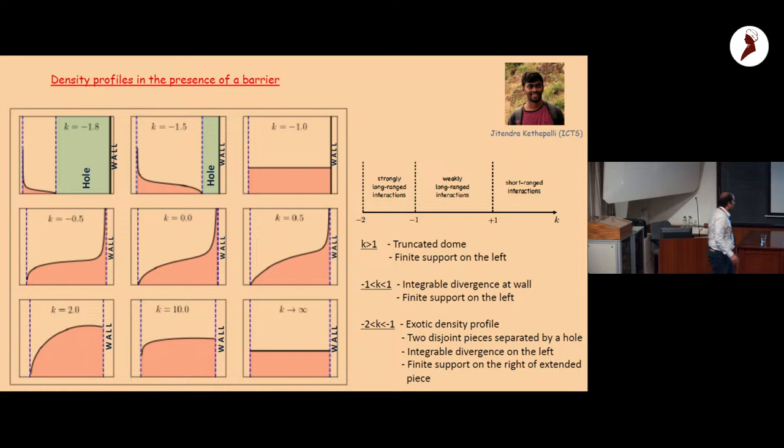Okay. So now let me discuss the other motivation, where in principle we can use this to study extreme value statistics. If you keep pushing the wall, let's say k equal to minus 1.8, I think if you keep on pushing it, they will probably all eventually form a delta function at the wall.